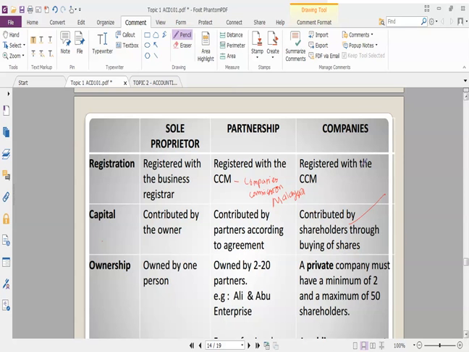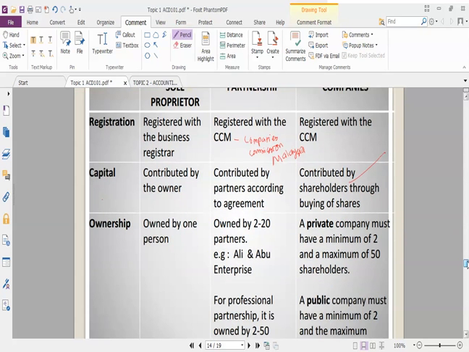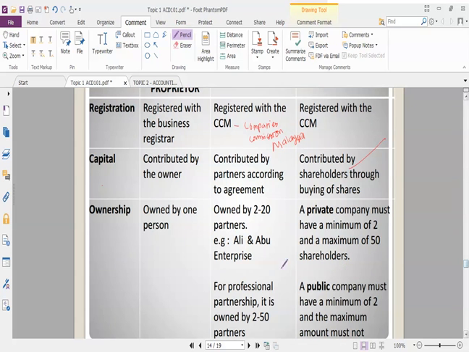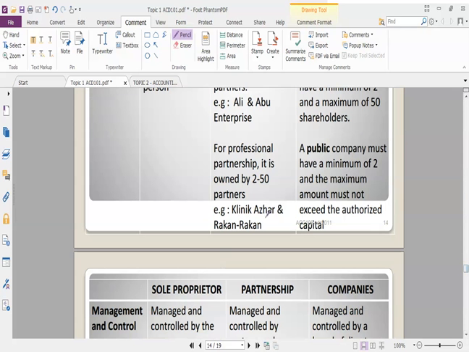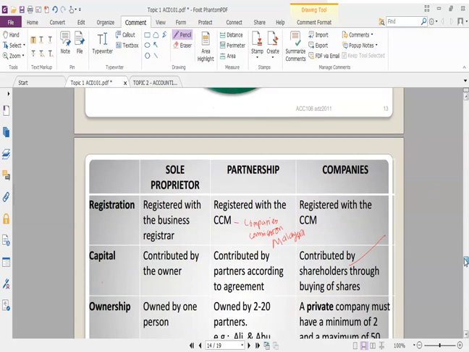Ownership: a sole proprietor is owned by one person only, so it equals sole proprietorship. But a partnership is owned by two or more partners. What is an example of a partnership? Ali and Abu Enterprise. For professionals, the example is Clinic Azhar and Rakan Rakan. That is the example of a partnership.